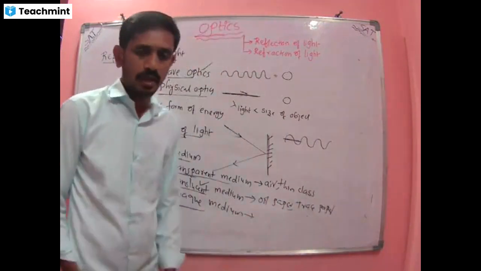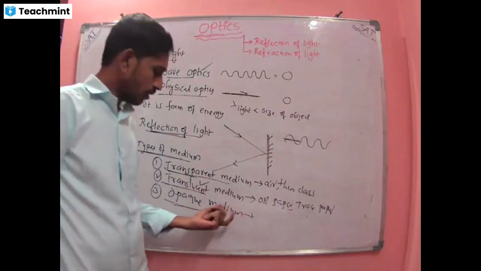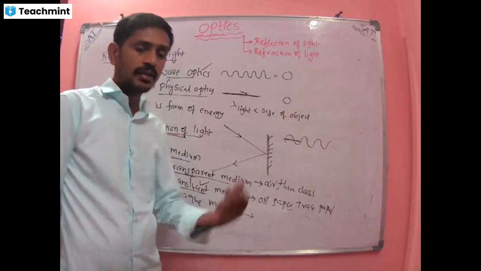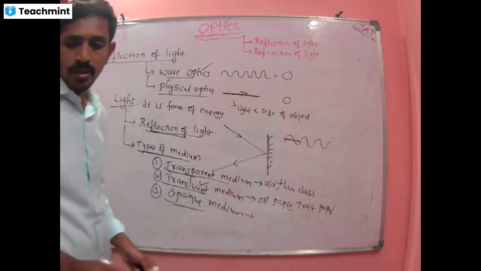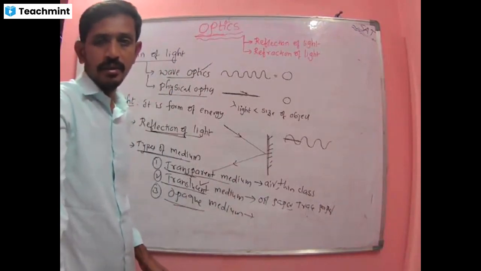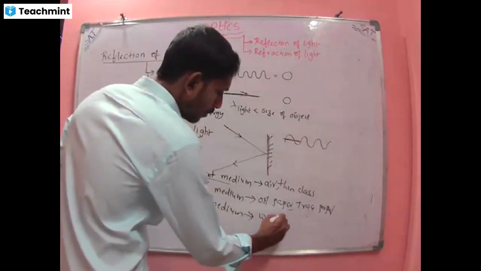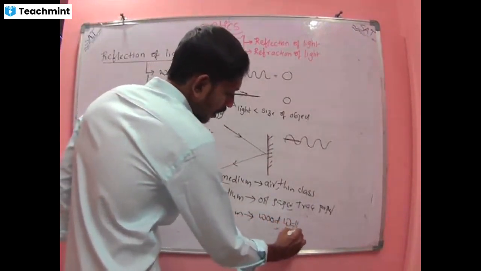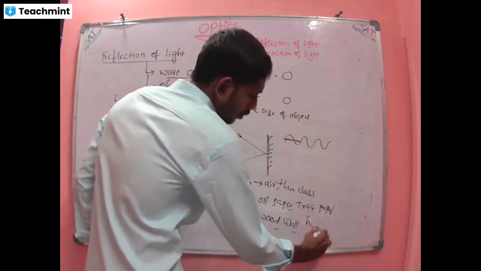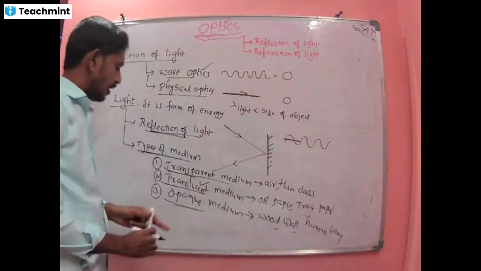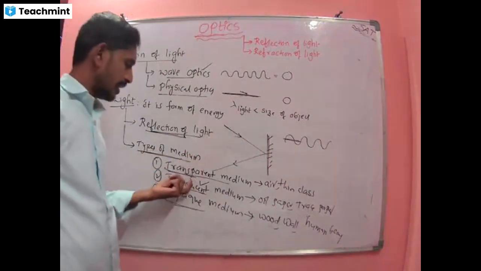Last one, the opaque medium. Opaque medium means a medium through which light cannot travel, which cannot allow the light. That is called an opaque medium. The best examples are wood, a wall, and a human being. These are the three types of mediums we need to understand.